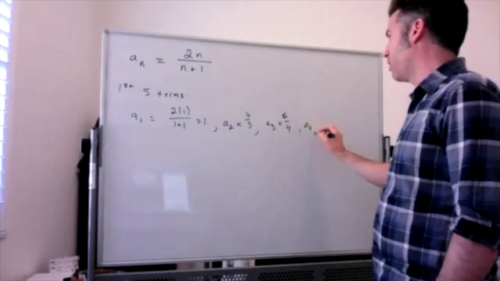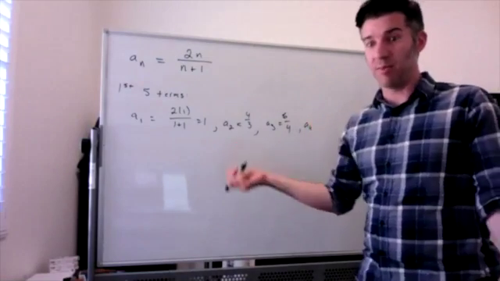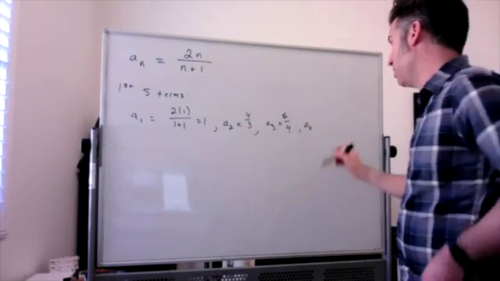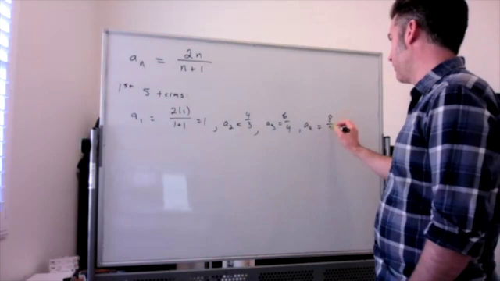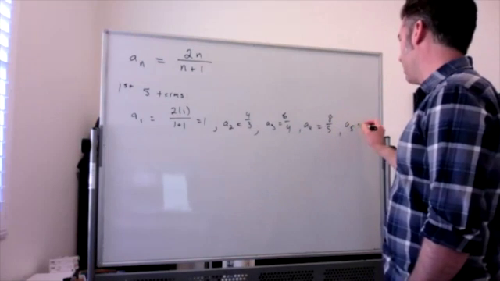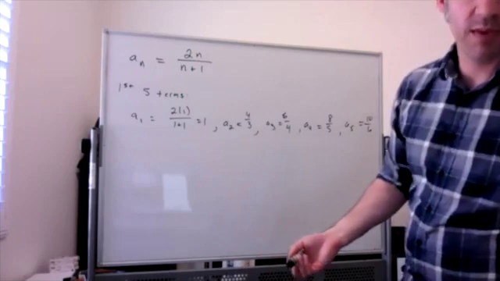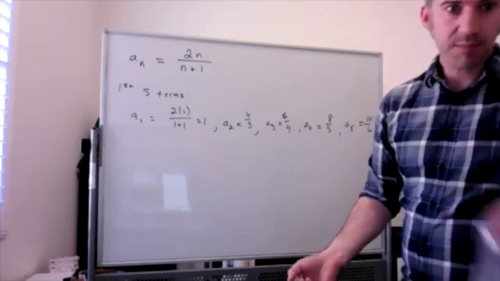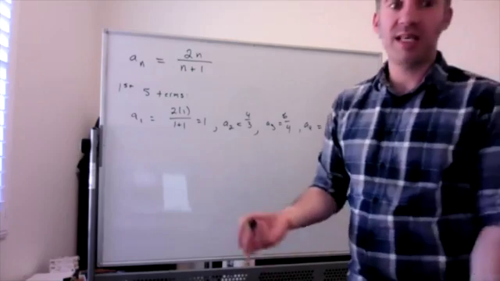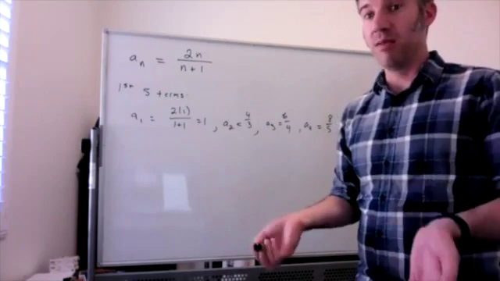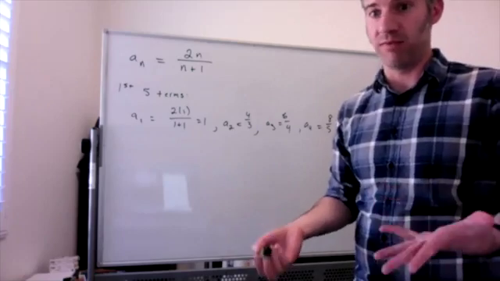A sub 4. Here, at this point, we can see that the top is going to increase by 2 every time. The bottom is going to increase by 1 every time. So A sub 4 is 8 over 5. A sub 5 is 10 over 6, and so on. If I want to see if it converges or diverges, I'm really just asking what's the limit of the sequence as n goes to infinity.